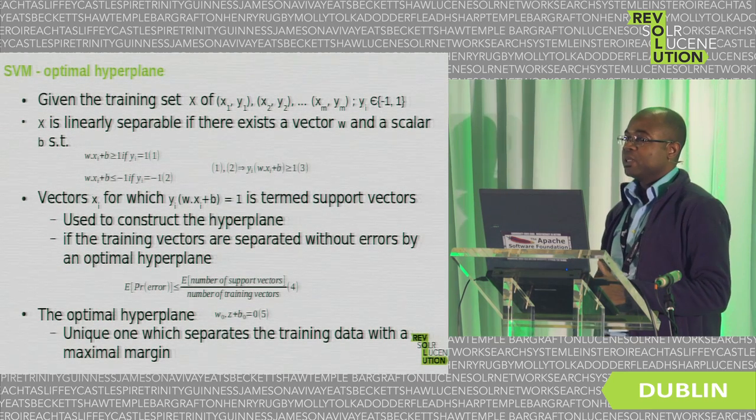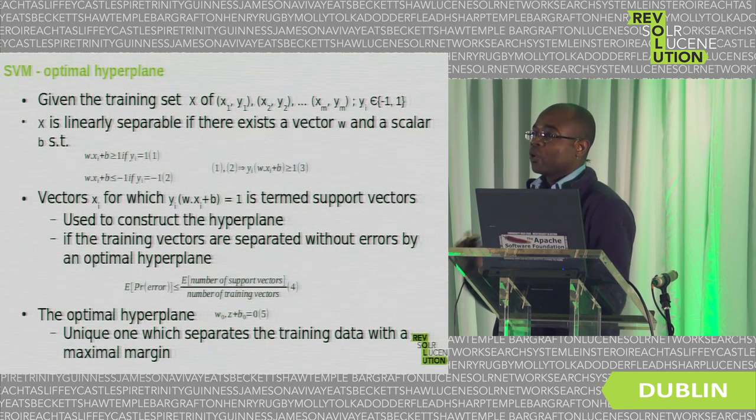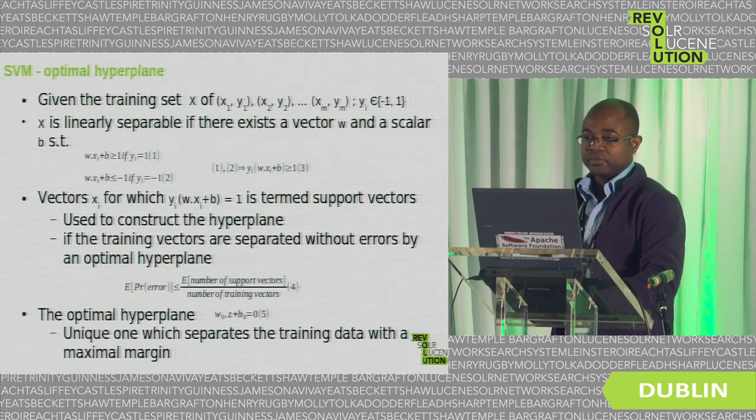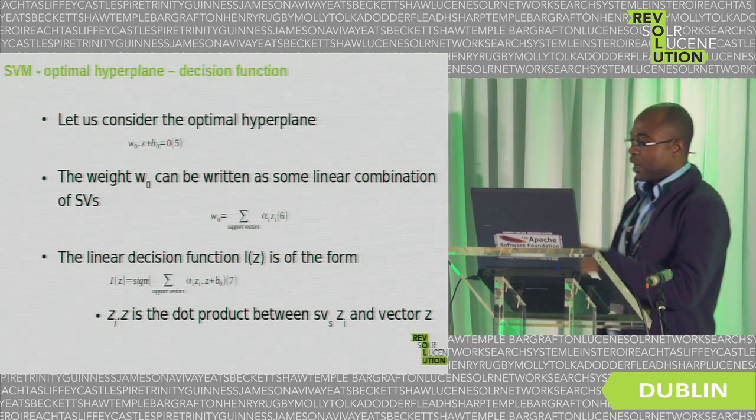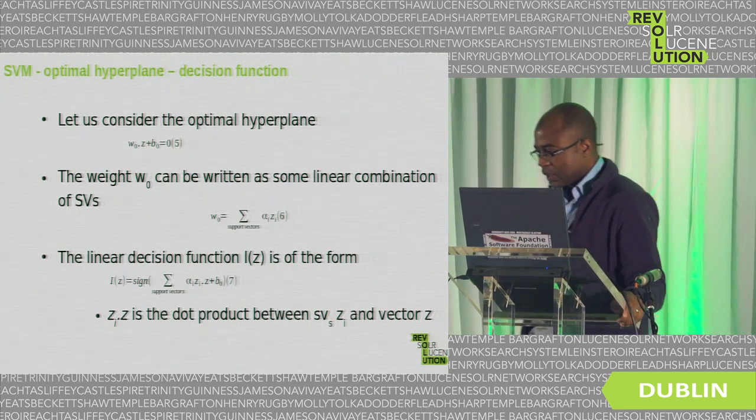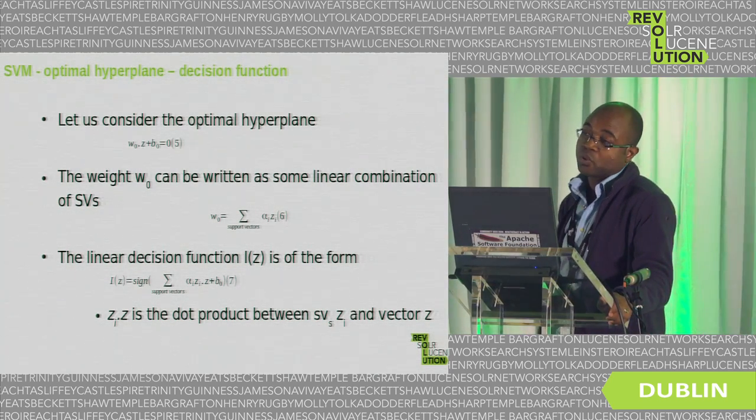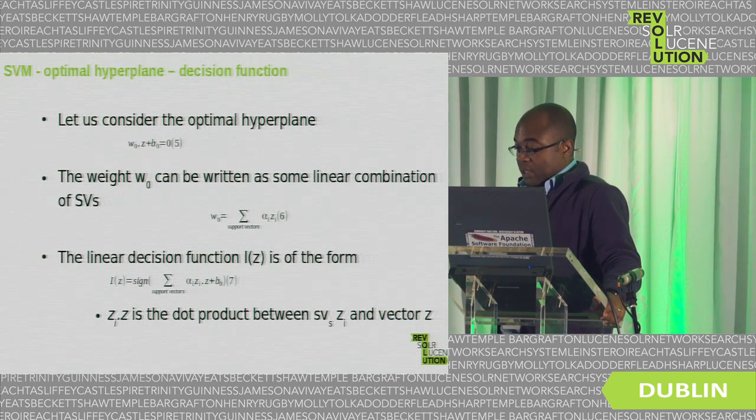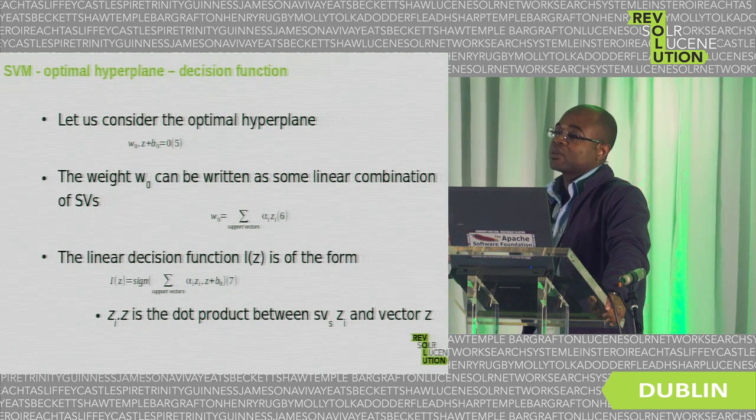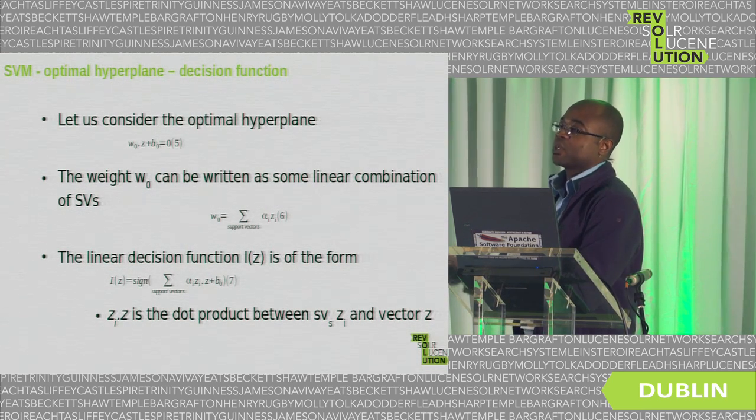So the optimal hyperplane is the unique one which separates the training data with a maximal margin. The goal of the algorithm will be to find this. Some other equations, because it's important in our setting. Let's consider the optimal hyperplane W0.z + B0 = 0. It is shown that W0 can be written as a linear combination of support vectors. So you see there that the decision boundary depends only on support vectors.